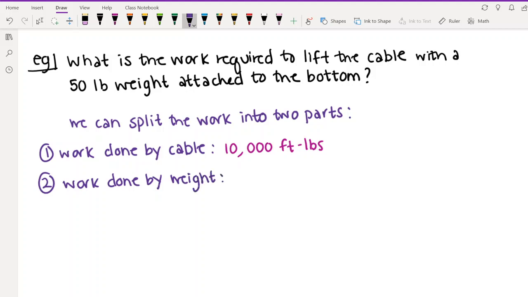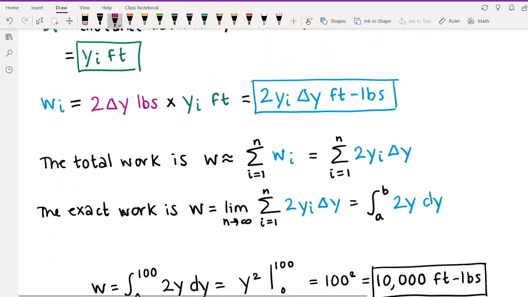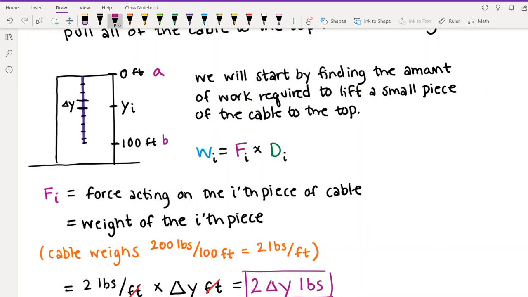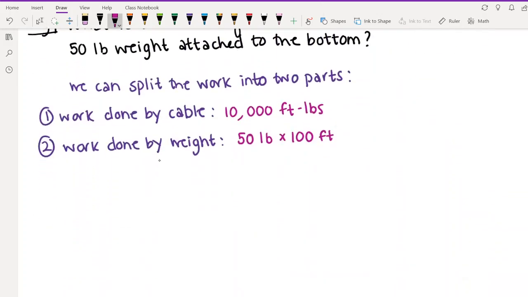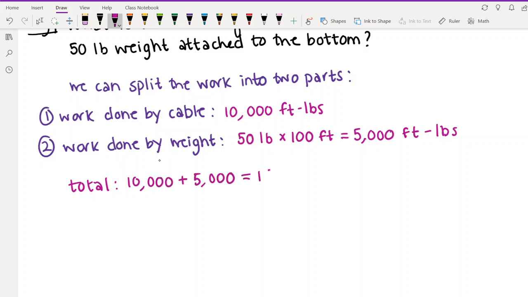And so as we just mentioned, for that one, we just say the force times the distance. And so that would just be 50 pounds times 100 feet, right? Because if it's at the very bottom of the cable, it has to travel a distance of 100 feet. And so we'd say 50 pounds times 100 feet. And so that would give us now 5,000 foot-pounds. And so the total would just be 10,000 plus 5,000. So we would get a total of 15,000 foot-pounds.